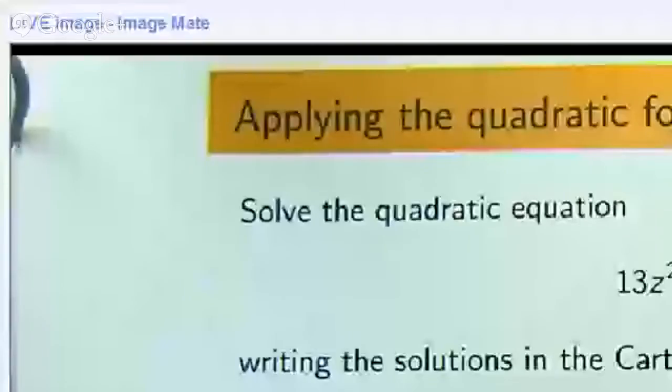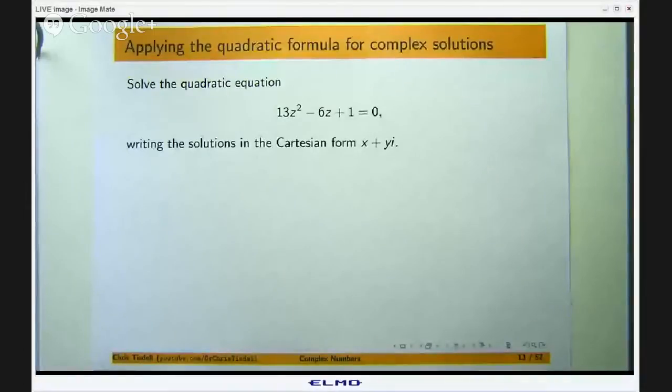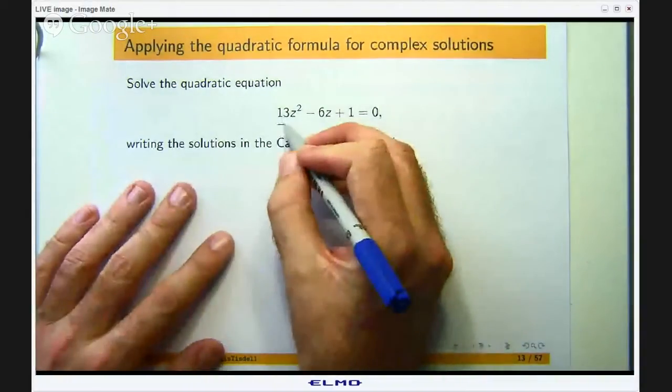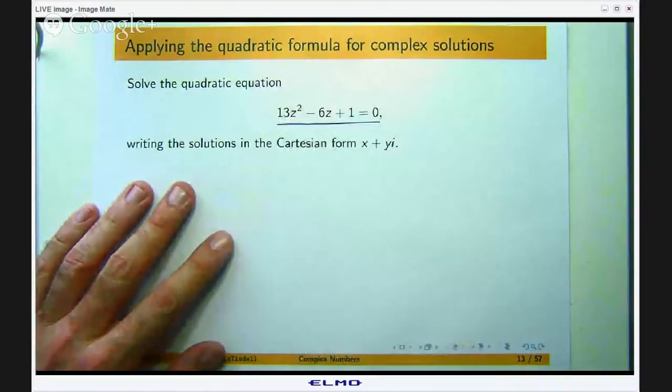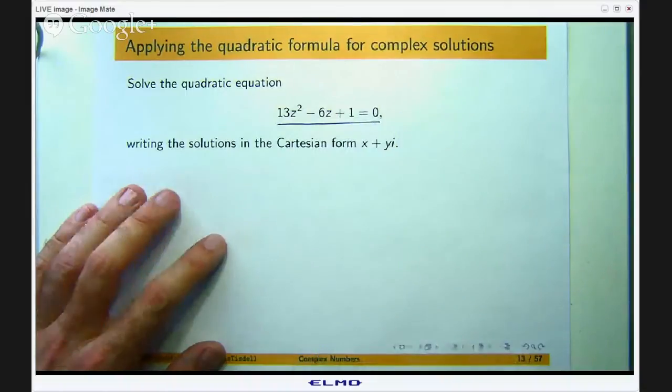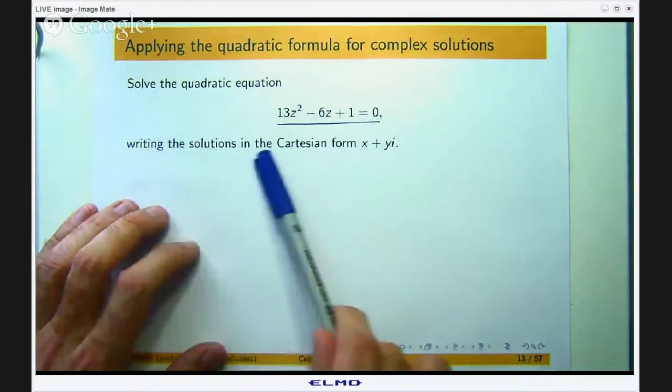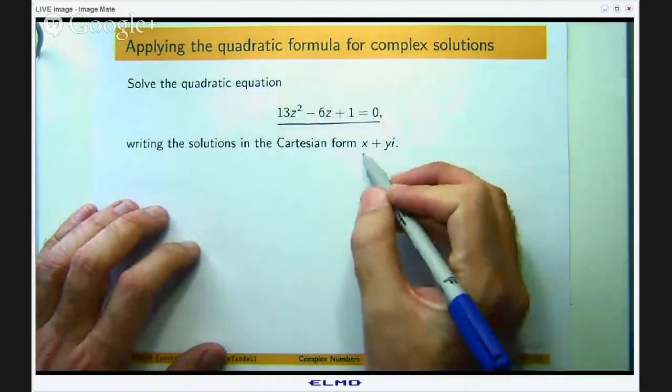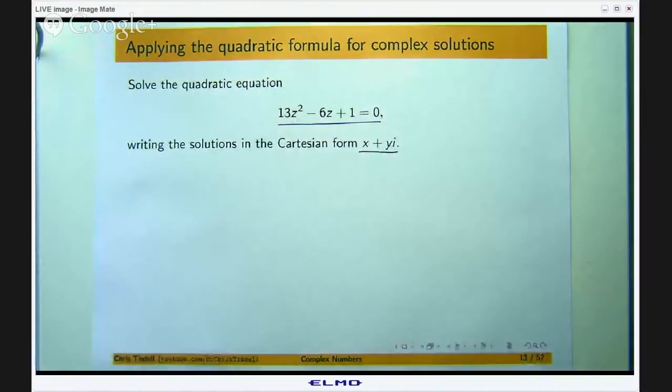Okay, so I'm just going to work through an example. So let me share my screen with you and we can get down to business. Okay, so here's the example I'm going to work through. We've got a quadratic equation here in z, 13z squared minus 6z plus 1 equals 0. And we're asked to solve it and write the solutions in the Cartesian form x plus yi, where x is real and y is real. x is known as the real part of this and y is known as the imaginary part.